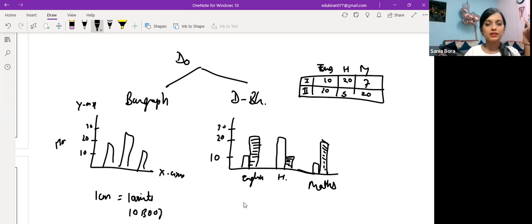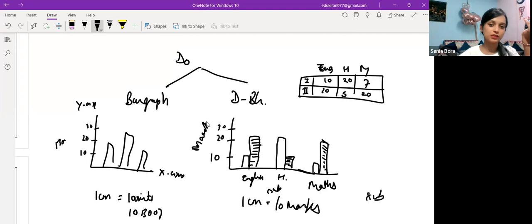Similarly here also 1 centimeter equals 10 marks, because they are talking about marks. Right? So over here, what is this? This is subject. So you will mention here that this is subject. And what are they? They are marks. So over here you will write marks. Clear? And one very important thing in a double bar graph is you will make 2 columns. One is the simple one, which is going to represent the first term. And one is the second one, which is the second term. Clear?